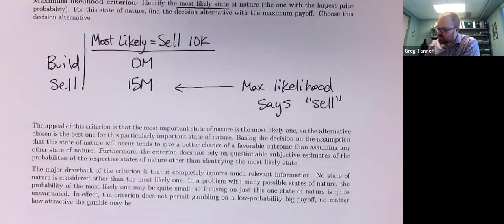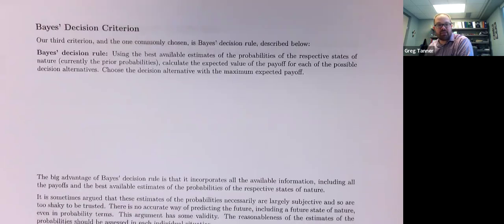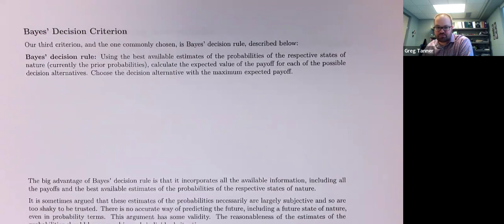The third criteria that we'll actually focus on mostly is what's called Bayes decision criteria. Bayes decision criteria focuses on a concept called expected value.